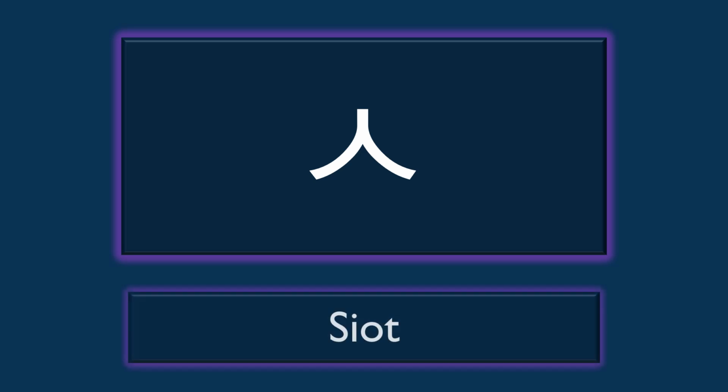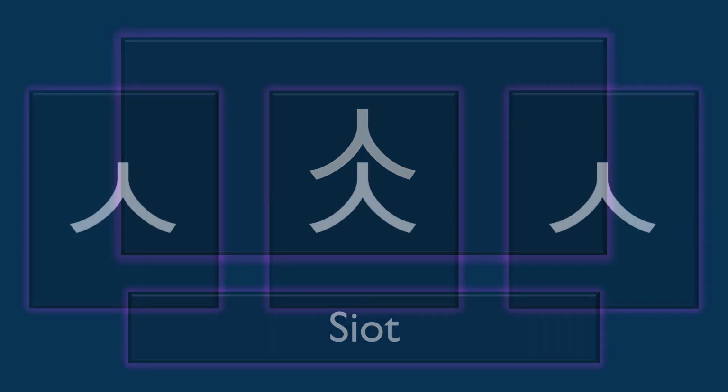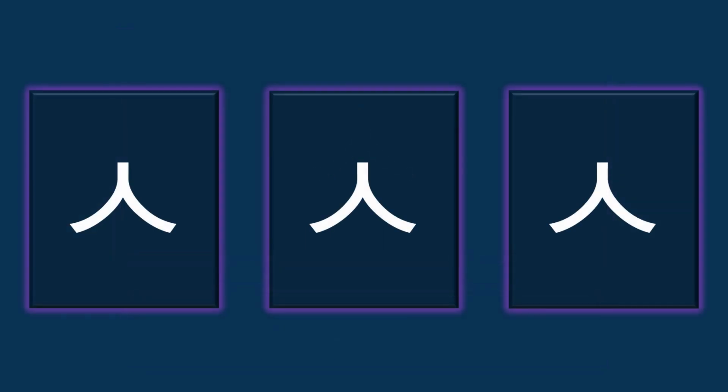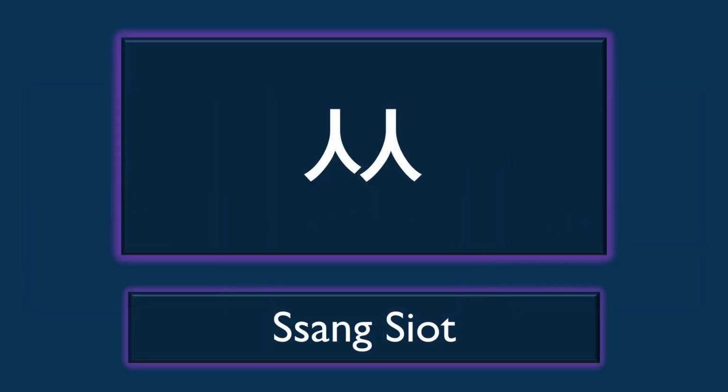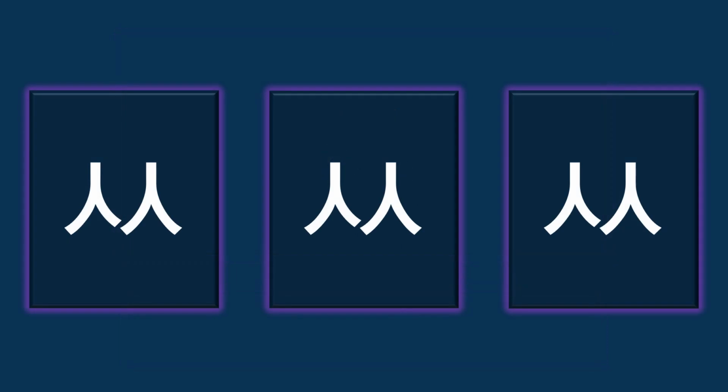Next, do you still remember this one? Yes, this is shiot, the plain single consonant. This is read as sa, sa. However, if it becomes double, it will become sang shiot. This is read as sa. To pronounce it correctly, prolong a little air for a bit as you speak.